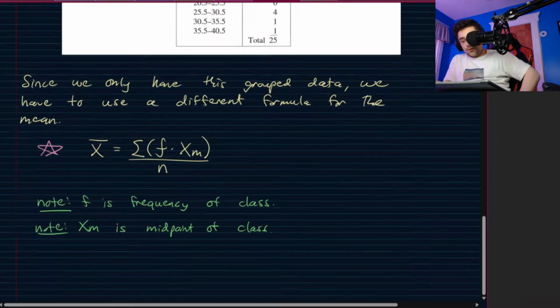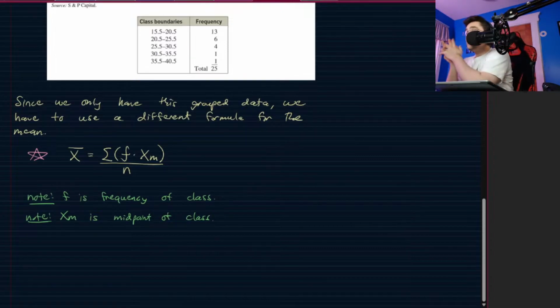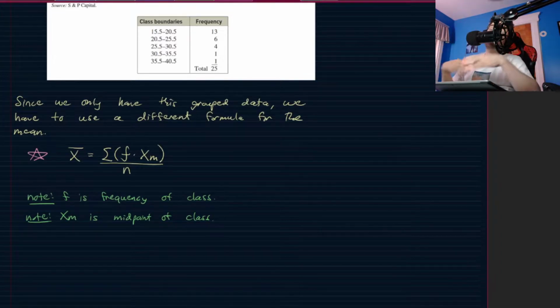Okay, so essentially you take the frequency, you times it by the midpoint of the class. That kind of averages all of the data in that class, and weights it according to the frequency in a way. And then we sum them all up and divide by the number of data values, which is n.